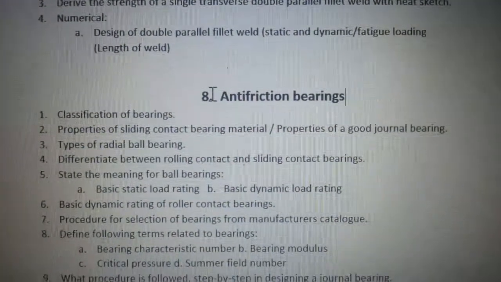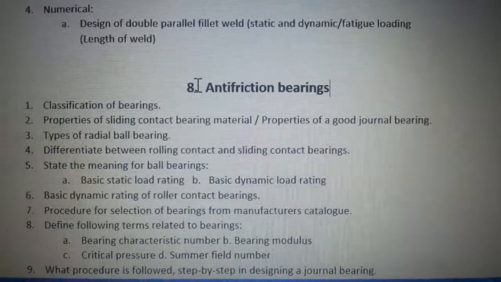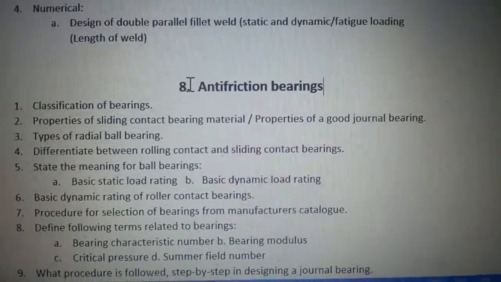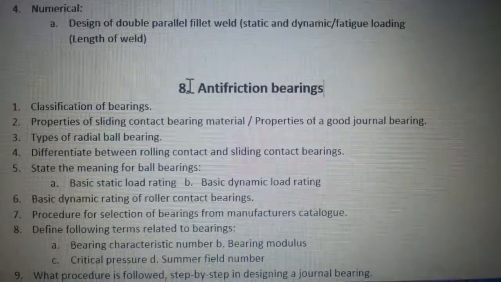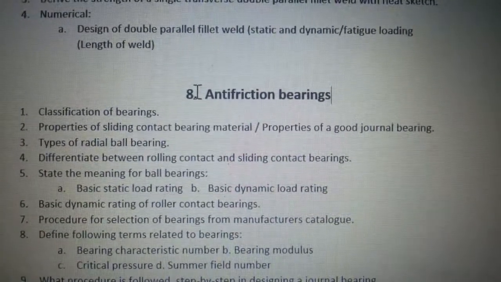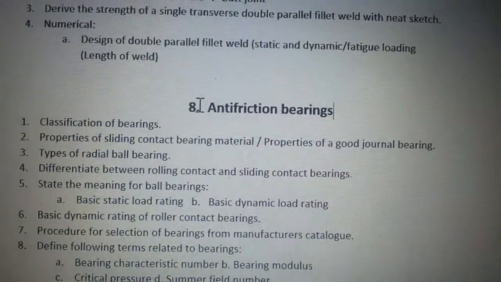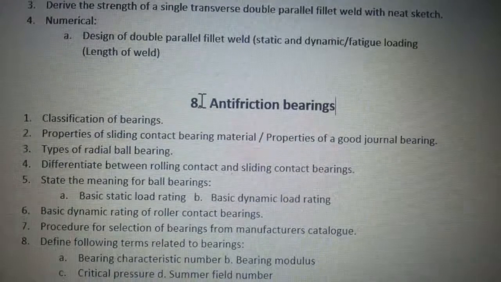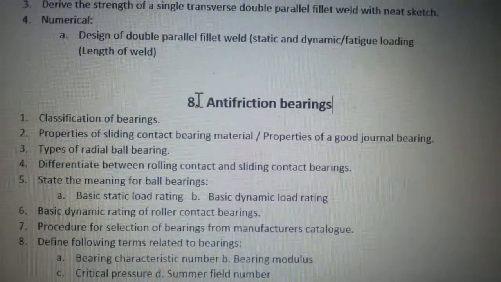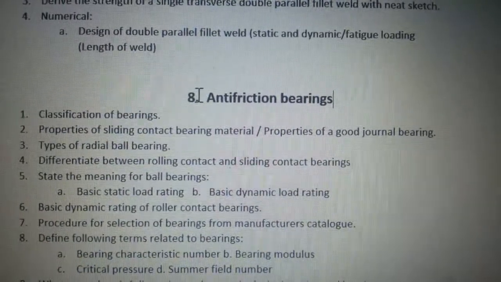And chapter number 8, in some textbooks this chapter is chapter number 7. Classification of bearings, properties of sliding contact bearing material or properties of a good journal bearing. Question number 3, types of radial ball bearing. Differentiate between rolling contact and sliding contact bearings.